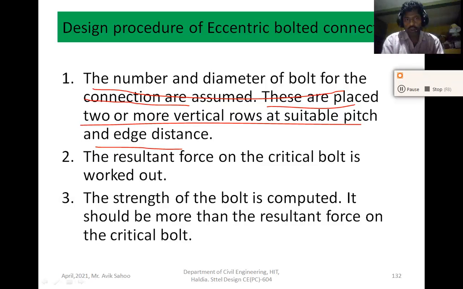Also you have to think about the overlapping: you place the bolts in such a way that the overlapping distance is minimized. Overlapping distance should be less, because if you provide a minimum overlapping distance, then you can save material and your connection becomes economic.